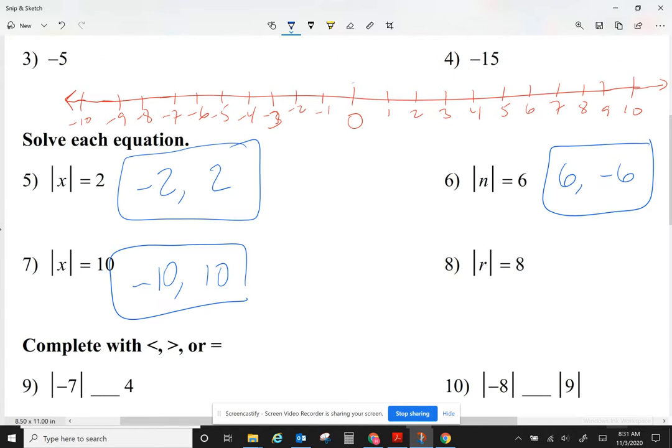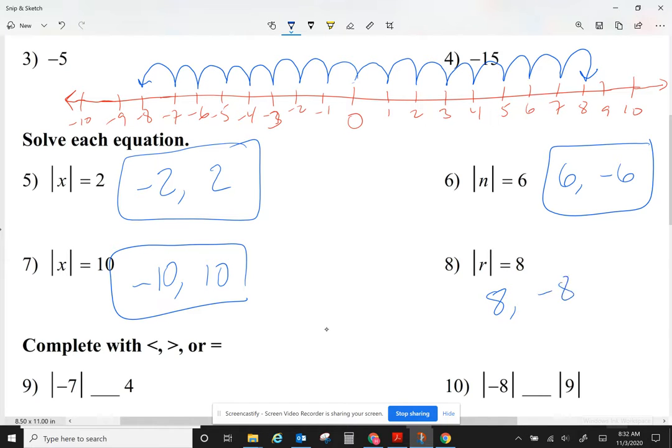Now for my last example, I have a number that is 8 spaces away from 0. So if I go to the right of 0, let me go 8 spaces. Let's see, 1, 2, 3, 4, 5, 6, 7, and 8. If I go to the left of 0, I have 1, 2, 3, 4, 5, 6, 7, and 8. So my answer should be +8 and -8. When you type in your answer, don't forget the comma after the first number, and don't forget the space after the comma.